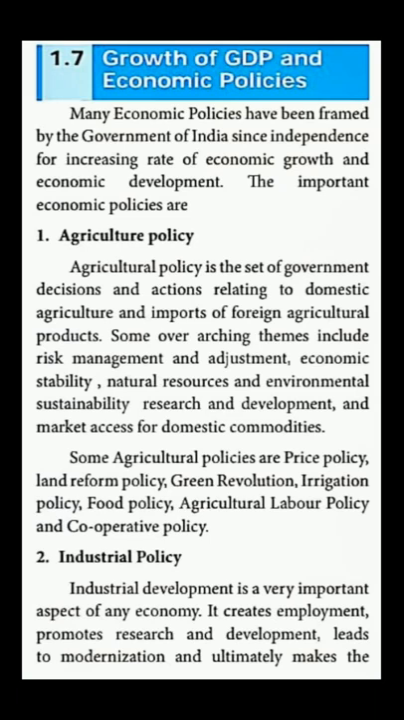This agricultural policy is the set of government decisions and actions relating to domestic agriculture and imports of foreign agricultural products. For domestic as well as foreign agricultural products, the government sets this policy. What was the name of the policy? That is the agriculture policy. Some of its aspects are risk management and adjustment, economic stability, natural resources and environmental sustainability, research and development and market access for domestic commodities.